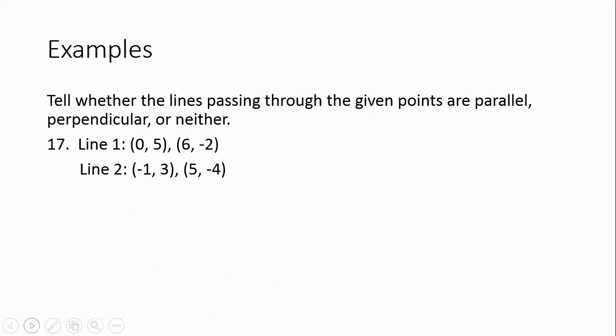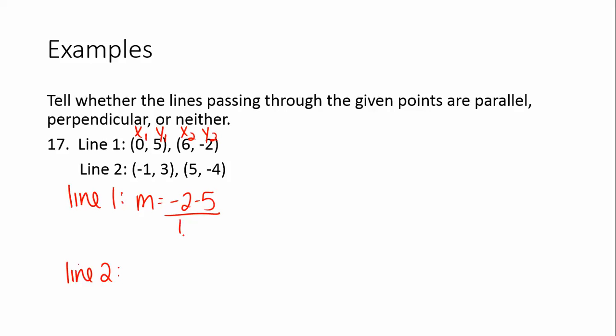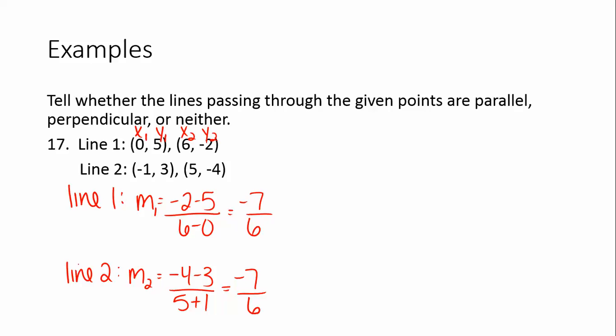Try this example on your own. I know that we've worked a lot with the slope formula, so find the slopes of each line and then compare them. So we have line 1 and we have line 2. And again, we have x1, y1, x2, y2. So it's -2 minus 5 over 6 minus 0. That's -7 over 6. That doesn't simplify. That's line 1. The slope of line 2 is then -4 minus 3 over 5 minus -1. That's also -7 over 6. So we have the exact same slope with the exact same sign. So these lines are parallel.